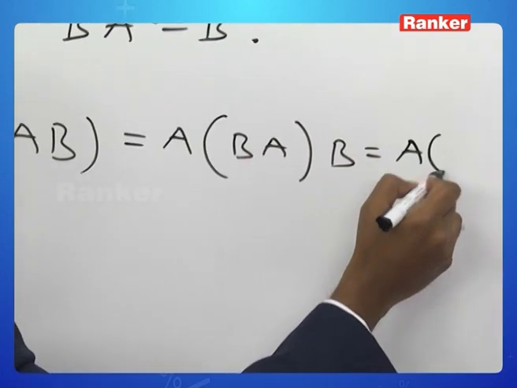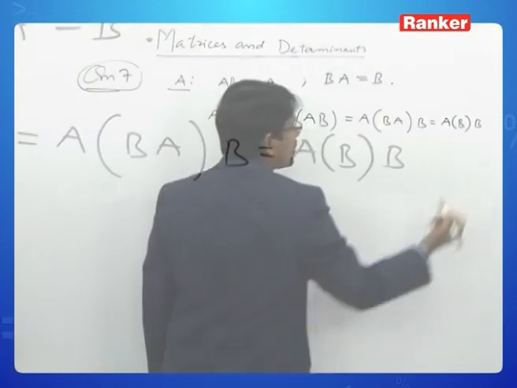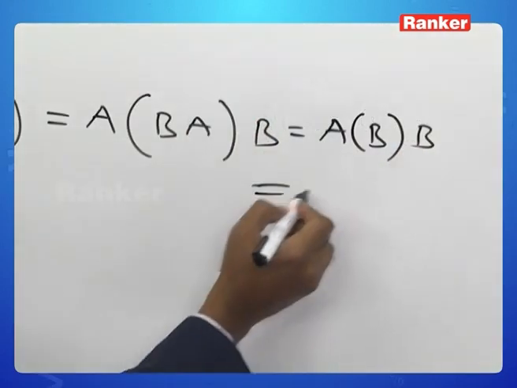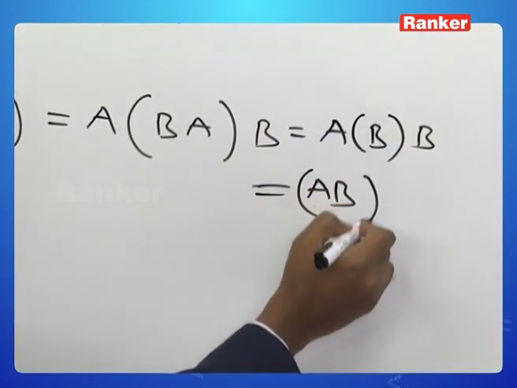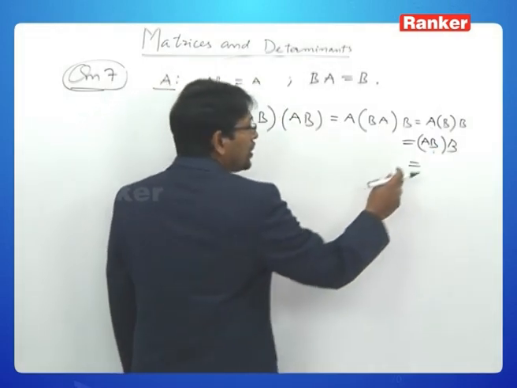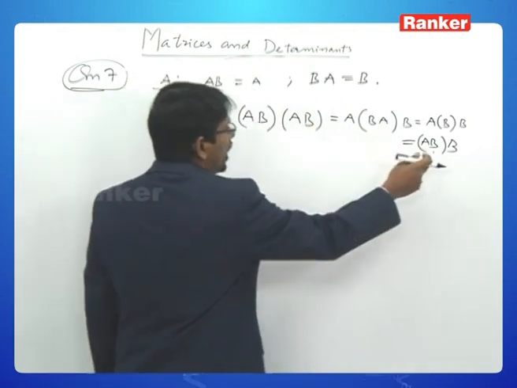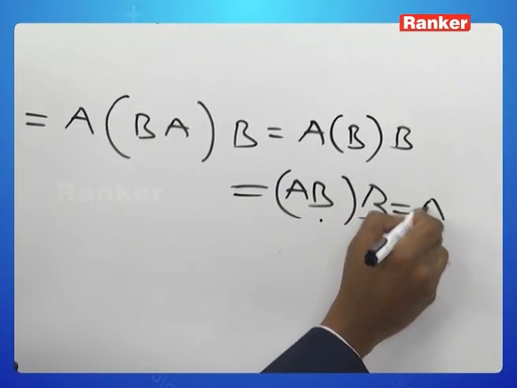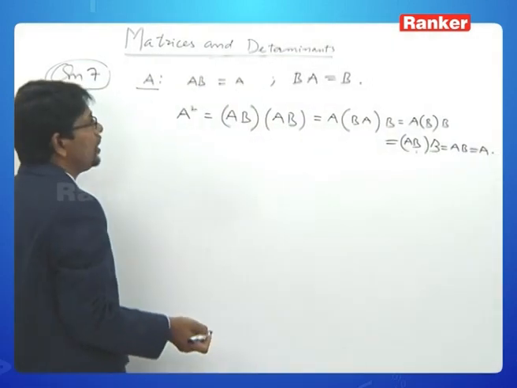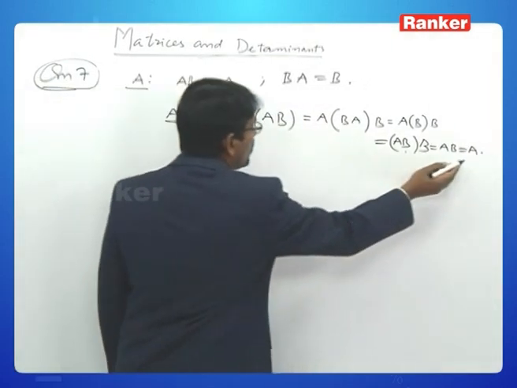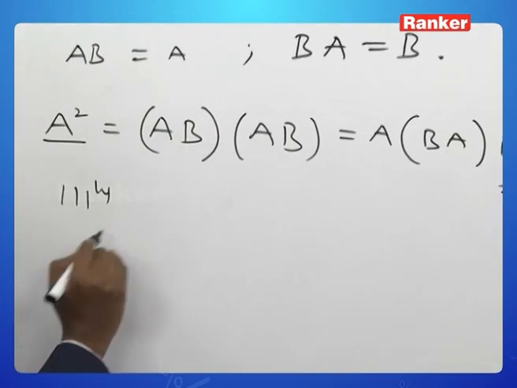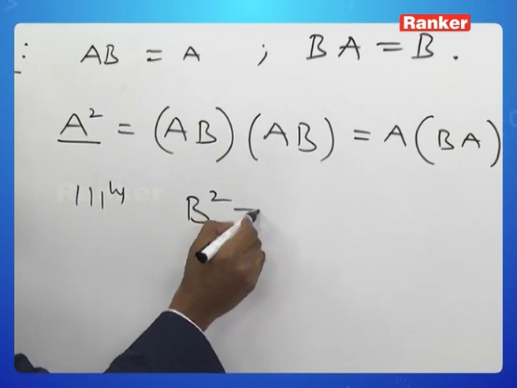But what is BA? BA is nothing but B. So A, B, B. But what is AB? Again, let's associate these two. It is AB into B. And what is this AB? This AB is nothing but A. So again we have AB, which is nothing but A. So we started with A square, we ended up with A. Similarly, B square is also B.